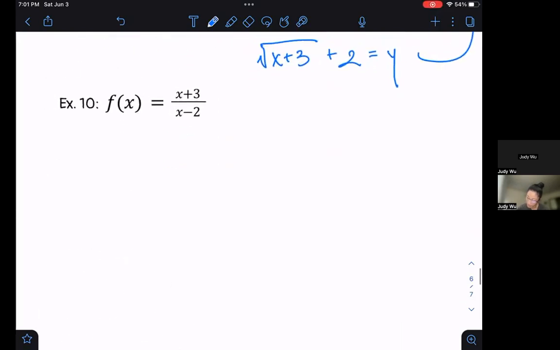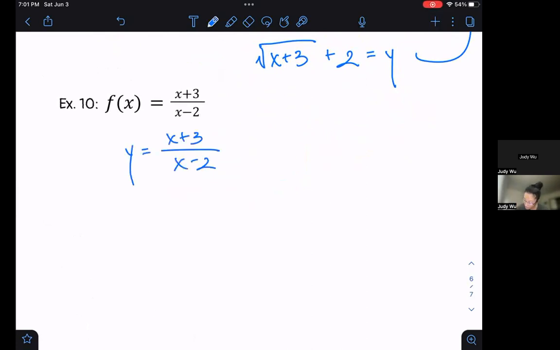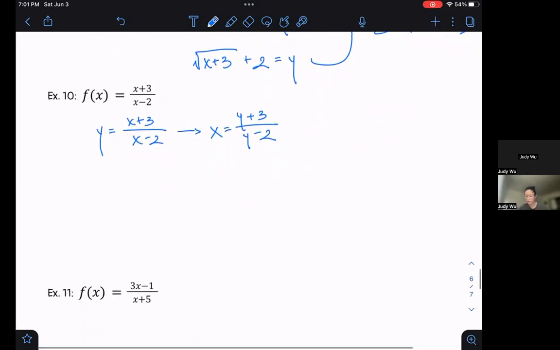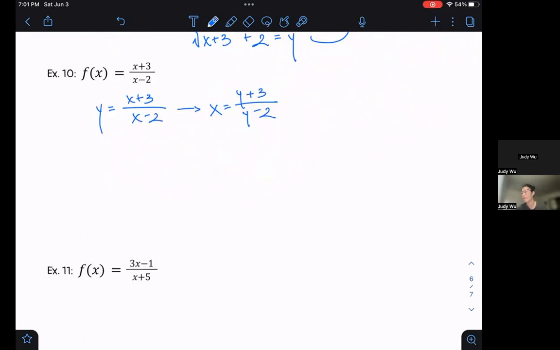All right, example 10. Y equals x plus 3 over x minus 2. I'm going to go ahead and switch the x's and y's. So x equals y plus 3 over y minus 2. Now you'll notice maybe that example 10 and 11 are pretty similar, right? Now this kind of question I think would be important for us to look at. It's weirdly an algebraic skill that comes up again in Calc 1. So being able to work with these fractions I think is an important piece, all right?